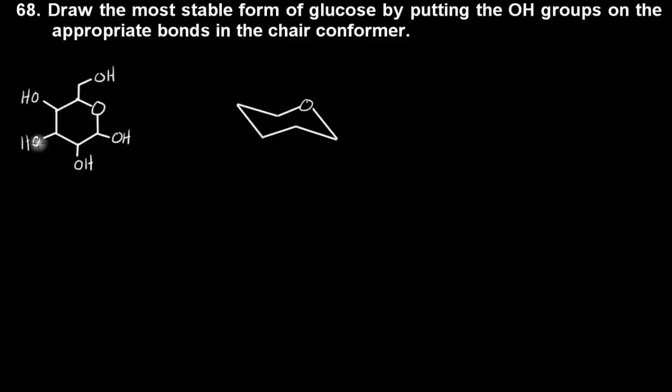Okay, so next question, final question, 68. Draw the most stable form of glucose by putting the OH groups on the appropriate bonds in the chair conformer. So this is actually an extremely simple question.